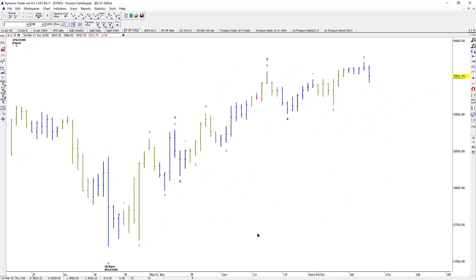Well, this is the ES data, the futures contract data, continuous data, and it's 240-minute data. And it's just a couple of months ago from the time I'm recording this. So while the ending diagonals are not frequent, they're frequent enough you really want to be aware of them, because when they're finished, boy, what a great trading opportunity they offer.